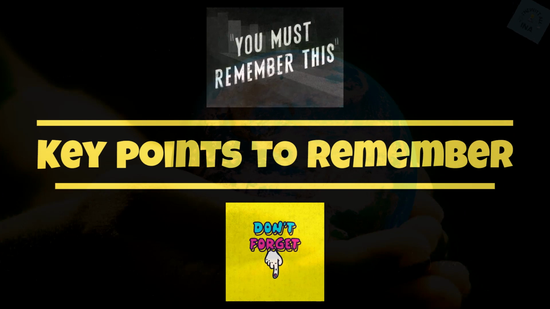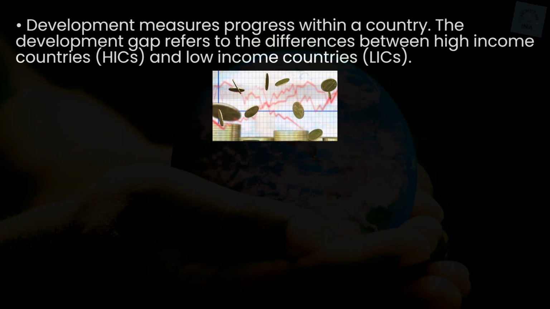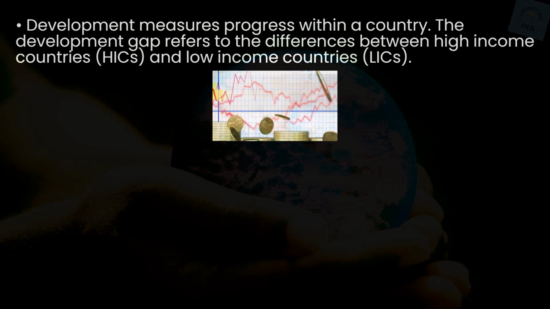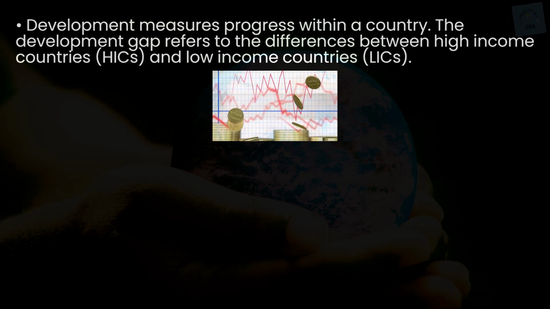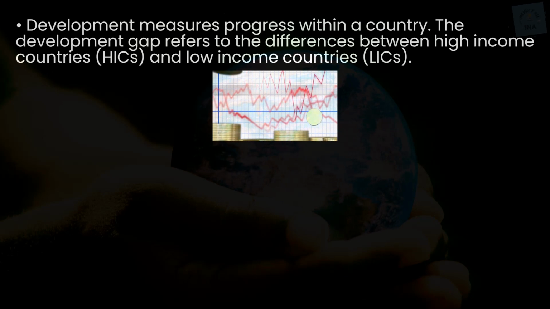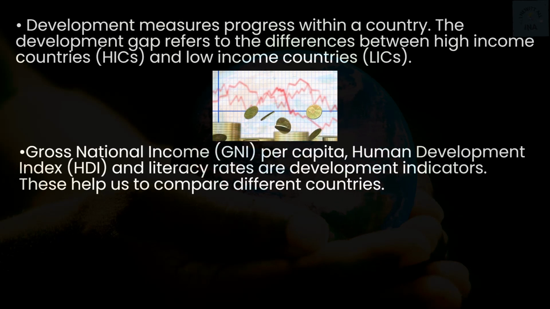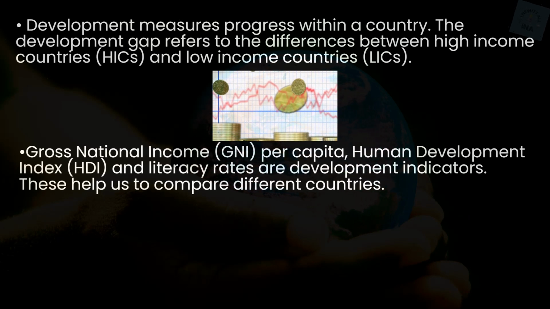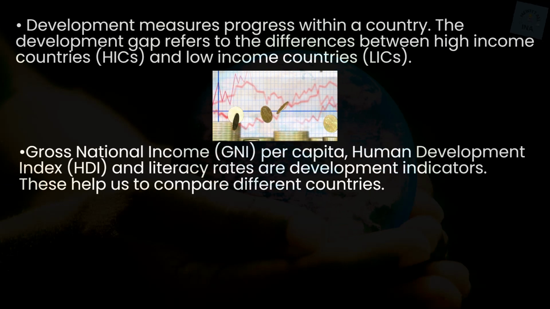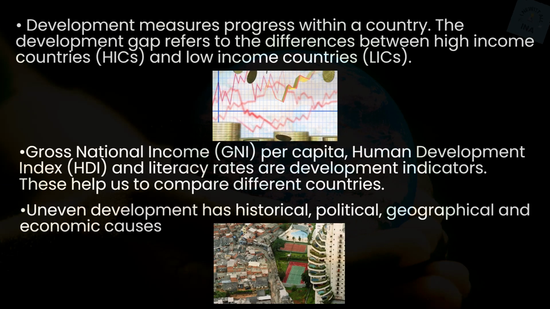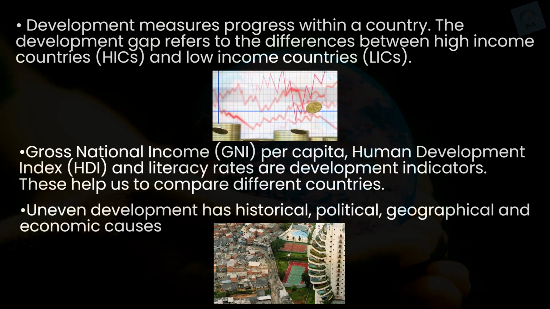Key points to remember. Development measures progress within a country. The development gap refers to the differences between high-income countries, HICs, and low-income countries, LICs. Gross National Income, GNI, per capita, Human Development Index, HDI, and literacy rates are development indicators. These help us to compare different countries. Uneven development has historical, political, geographical, and economic causes.